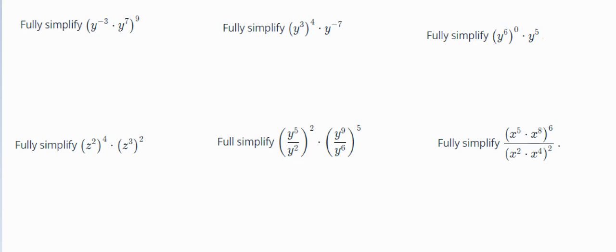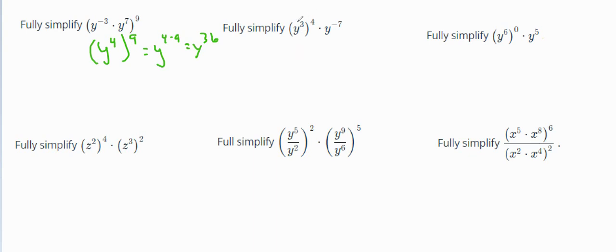So we're going to be applying all of the exponent rules that we've learned so far. So for the first problem here, y to the negative 3 times y to the 7th power. When we multiply, we add the exponents. So this would give us y to the 4th. And then we're going to take that to the 9th power. And power to a power, we multiply. So 4 times 9 is 36. And our answer then would be y to the 36th power.